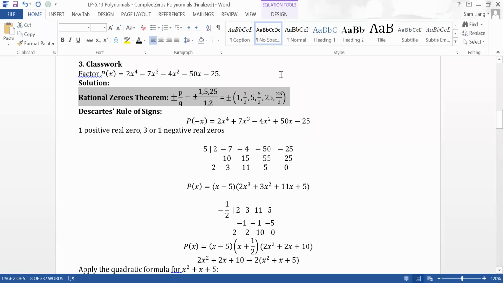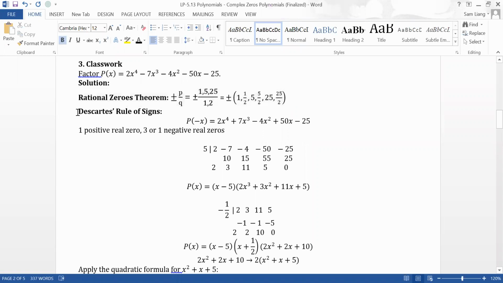Okay. And anyone for Descartes' rule of signs? So the answer is 1 positive real 0 and then 3 or 1 negative real zeros. But how do we know that? All right, what offer?